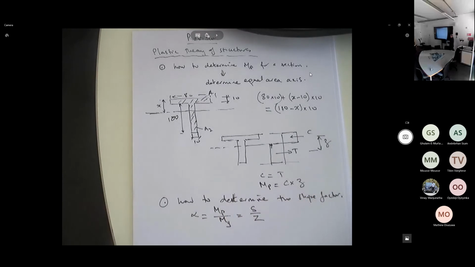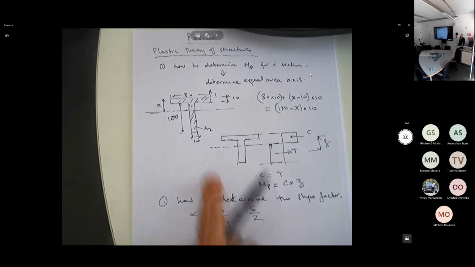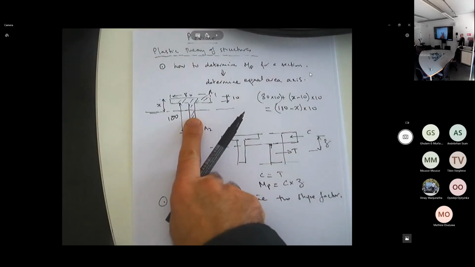So we've got MP. Your first step, you have already done MP. Now, my suggestion to you is this. You can get MY by going to the basic triangular distribution of stress, right? How do you get MY? What is it that you need to know if you want to calculate MY?